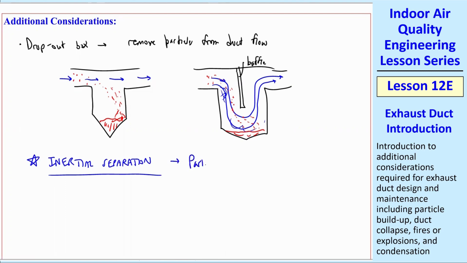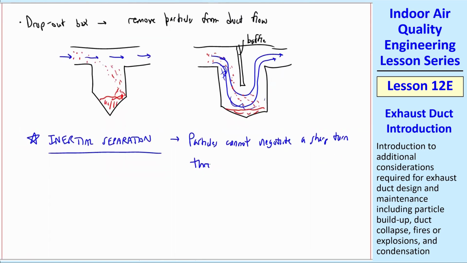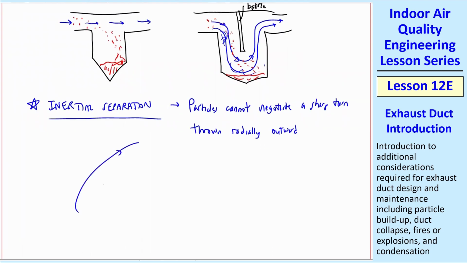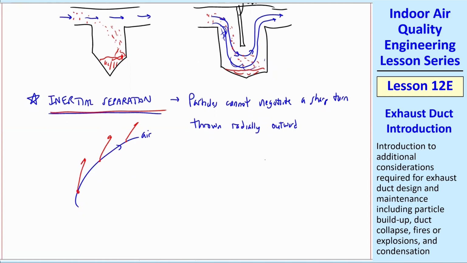And that's a very important way to remove particles. The basic idea is that particles cannot negotiate a sharp turn, so they are thrown radially outward. If you have any kind of airflow that's in some kind of circular flow, a particle will typically be flung outward, and that's called inertial separation. We'll see that over and over again later on in the course.